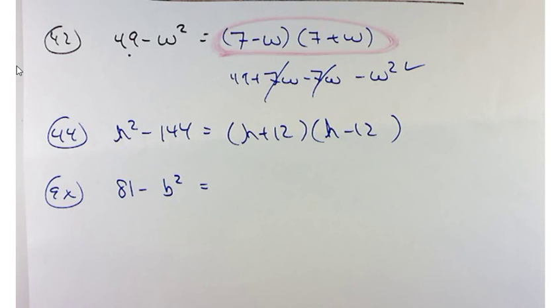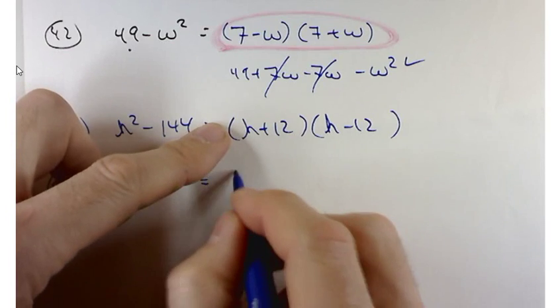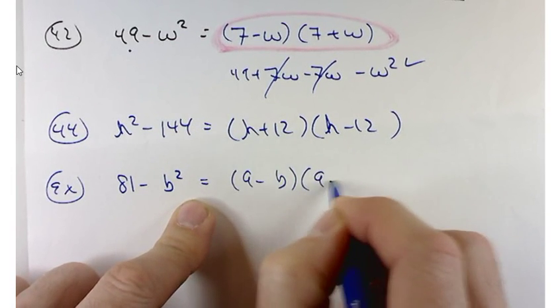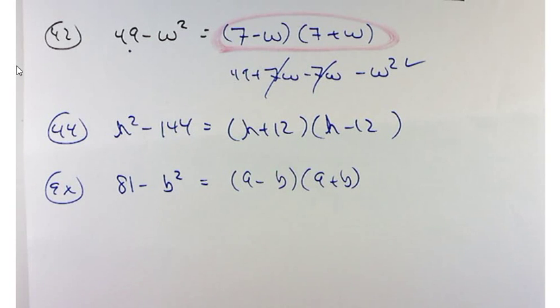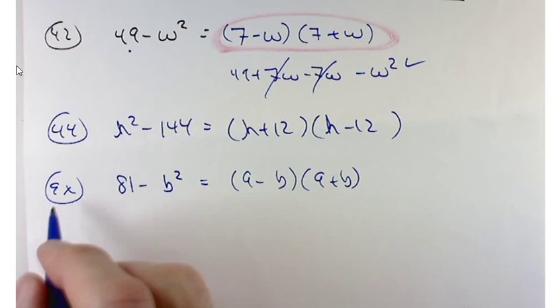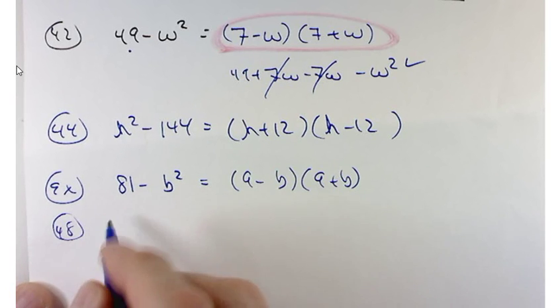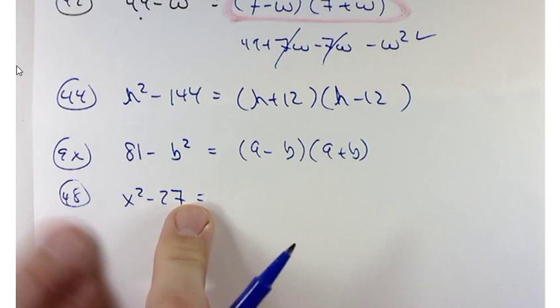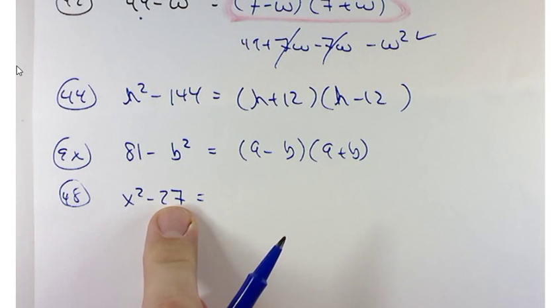Now, the one that I kind of backed off on was this one. It's problem number 48, x squared minus 27. 27 isn't a perfect square, is it? So the books list this as prime. I wouldn't give you one like that. Personally, there are things that I would like to do with that one, but I wouldn't give you one like that. Not on an exam.